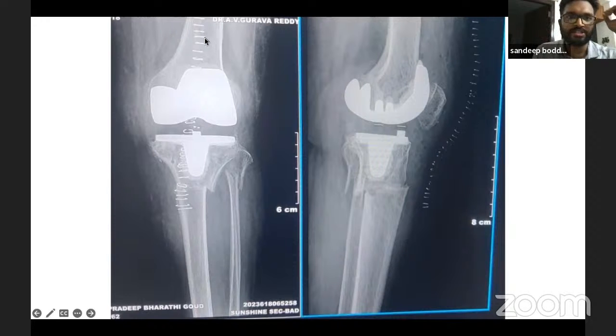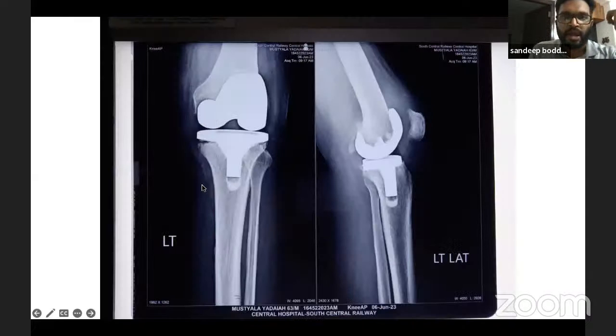Here you can see the staples are still intact. Postoperatively, we have a fracture. This had to be managed with plating. And these are not immediate post-op x-rays. Just for completion's sake, I have these x-rays.